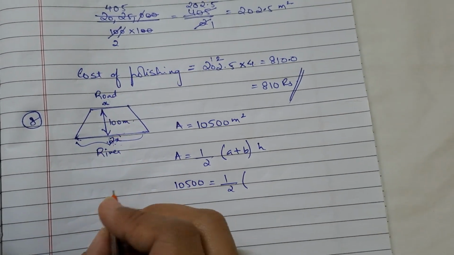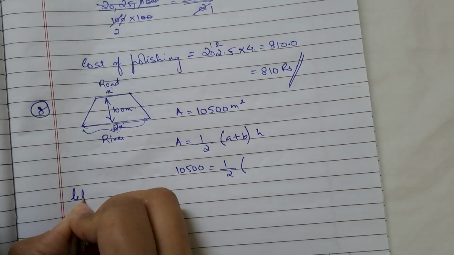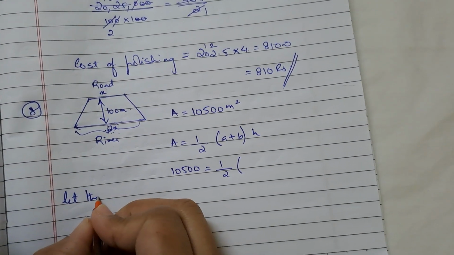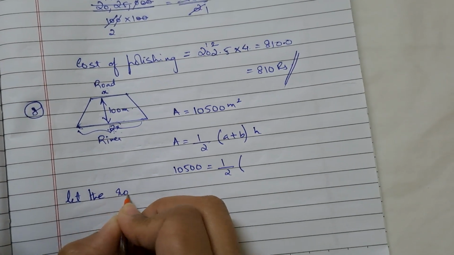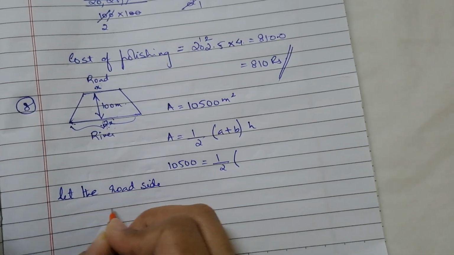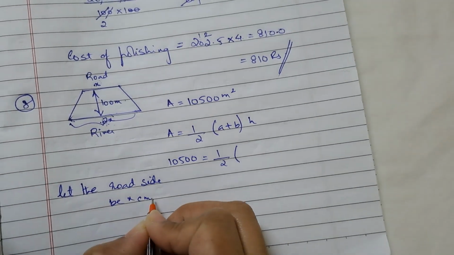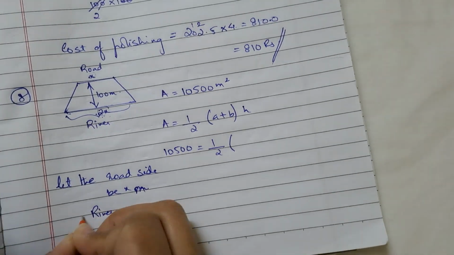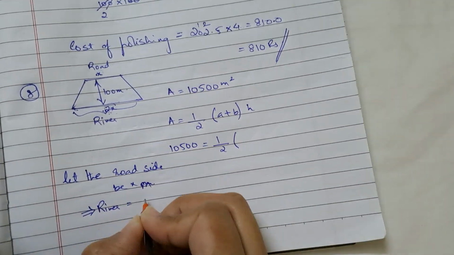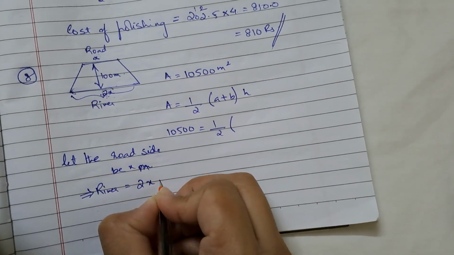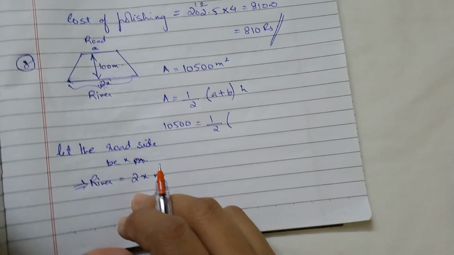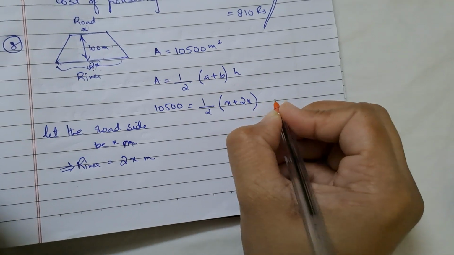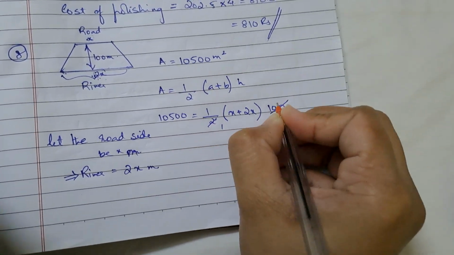So if I'm taking, let the road side be x meters, whatever it is, it's actually meters. Then the river side will become, because he said twice, 2x meters. So I'm going to write it now, and these are the parallel ones. So I'm going to substitute it, x plus 2x times the height, that is given to me as 100. 2 1 times and 2 50 times.